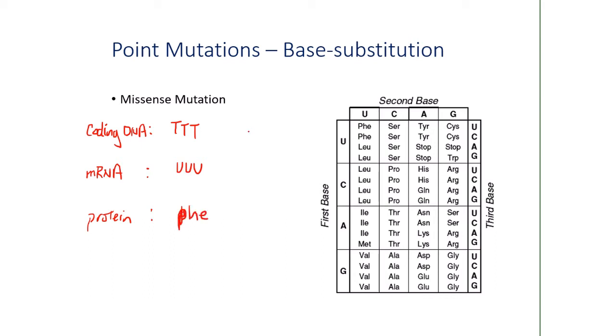So let's say there is an error during DNA replication, and the TTT becomes TAT. Okay, so when you do the transcription, now it's going to be UAU. And if you look up UAU, UAU codes for TYR. So now this is going to be a different amino acid. So is this going to negatively impact the protein's function? Well, it's hard to say without knowing where the mutation occurs.